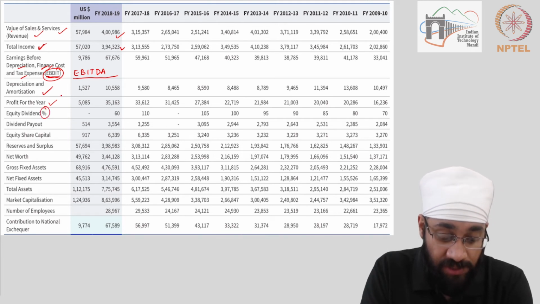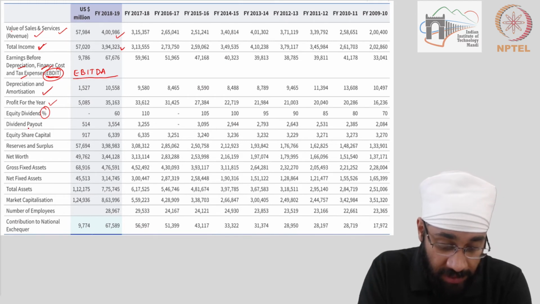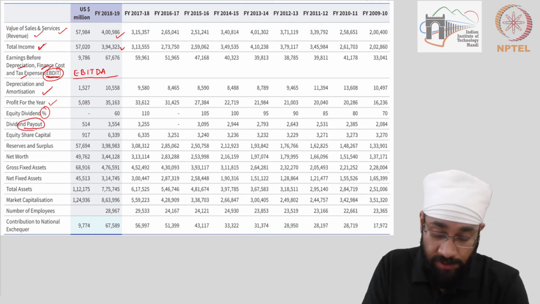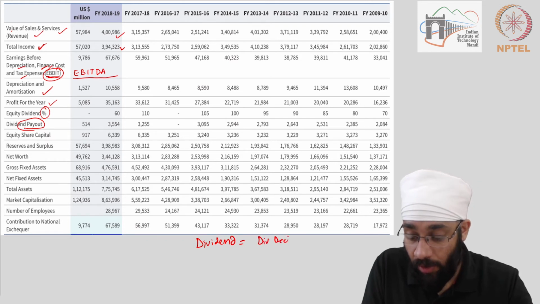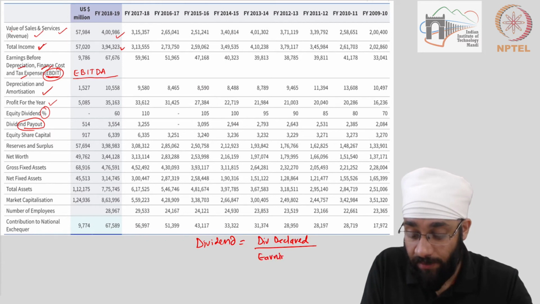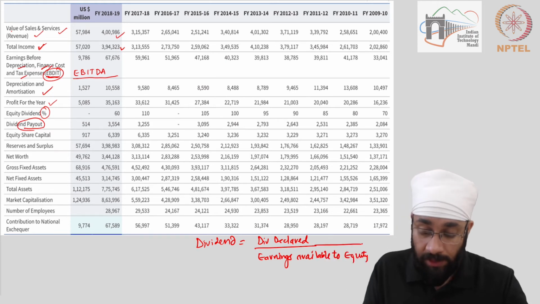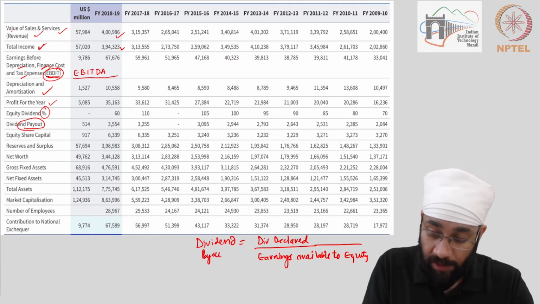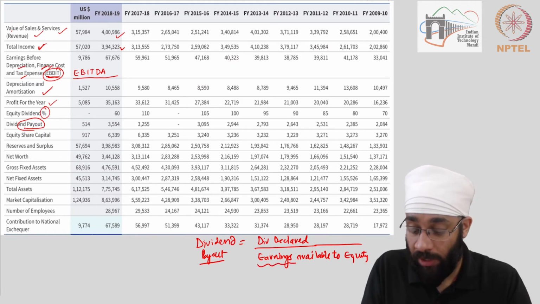Equity dividend percentage. This is the percentage dividend which is paid to the equity shareholders. Again, we know this. Dividend payout is something which we have not discussed. Dividend payout simply means the dividend which is declared or which is paid out as a percentage of the earnings which were available to equity shareholders. That's it. So dividend payout has a specific meaning. You are going to pay out the dividend from where? From the earnings available to equity shareholders.